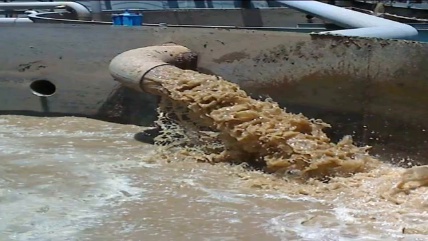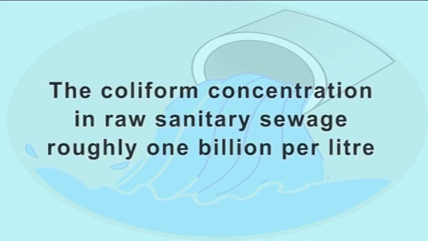Industrial effluents in general are known to contain several pathogens and hazardous chemicals used in different processes. Another group of impurities of major significance in wastewater is the plant nutrients, specifically compounds of nitrogen and phosphorus. Pathogens in the wastewater are expected to be proportional to the concentration of fecal coliform bacteria. For example, the coliform concentration in raw sanitary sewage is roughly 1 billion per liter.